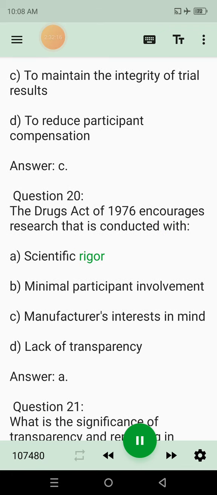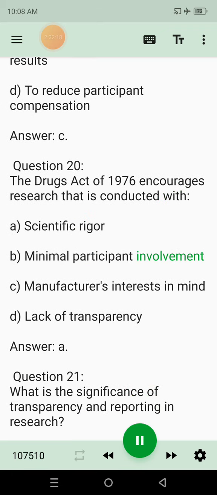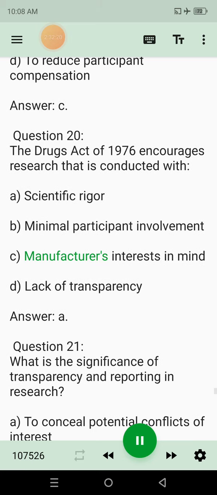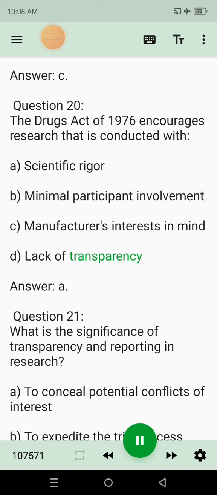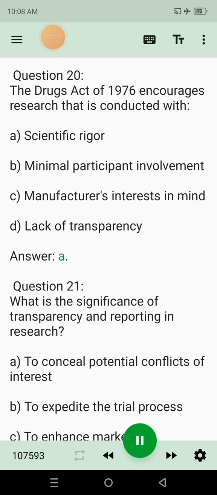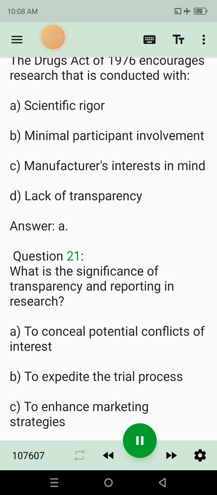Question 20. The Drugs Act of 1976 encourages research that is conducted with: A. Scientific rigor. B. Minimal participant involvement. C. Manufacturers' interests in mind. D. Lack of transparency. Answer: A.